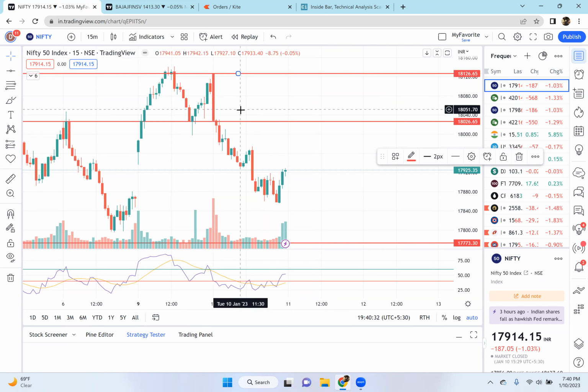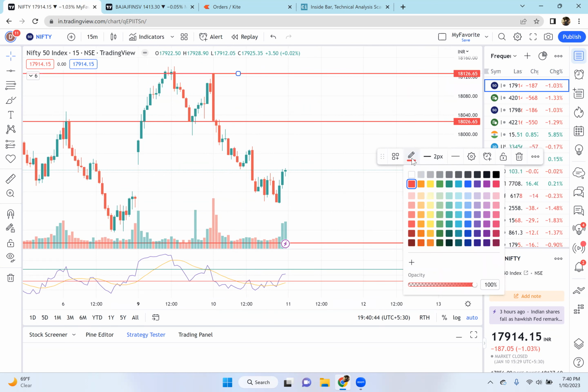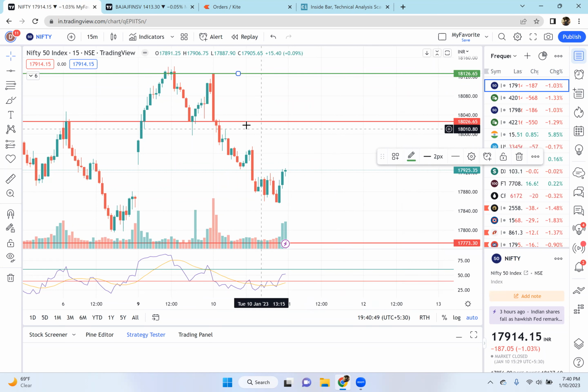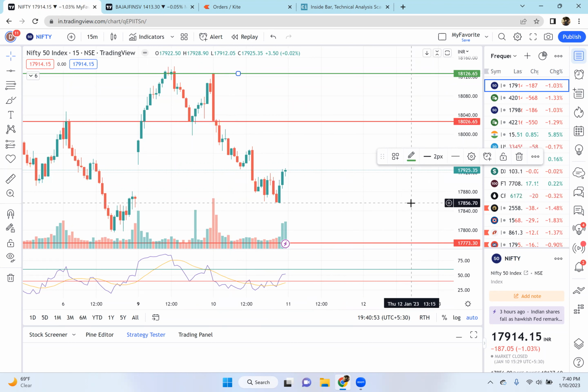But as per the setup, the stop loss is the high of the candle if you're shorting, and the low of the candle if you are going long. Okay, so this is our SL. And as you can see, during the day this SL was never breached. And not just the 100 points, we got much more than that, right? We got 170 points, 180 points.